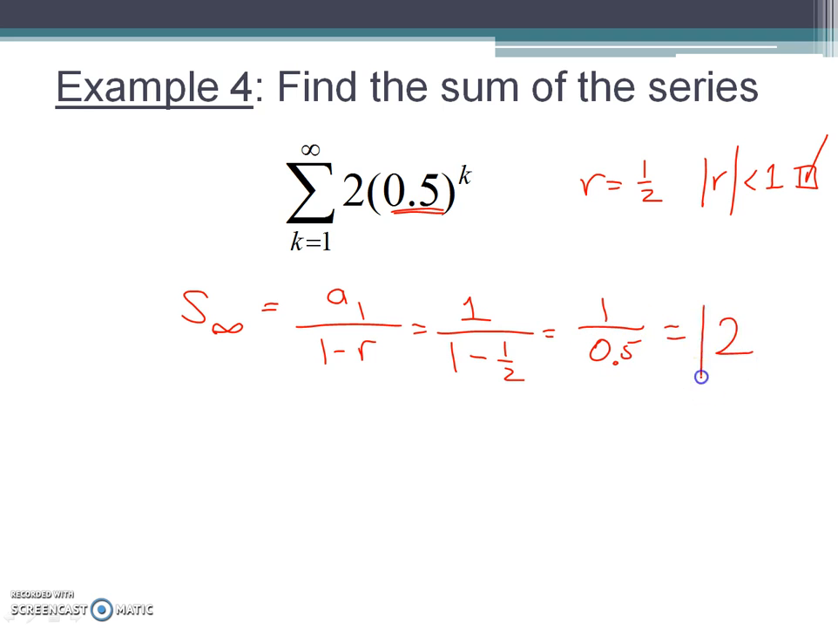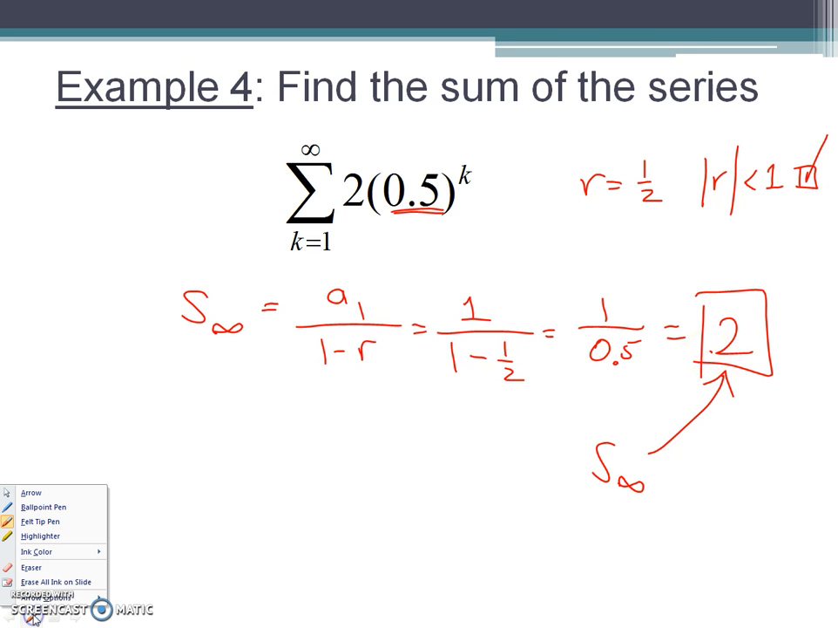And so what this means is this is the sum of all of the members of this sequence, which means that an infinite number of values add up to a finite sum, which is, as we said, a pretty spectacular idea. And that is how you find the sum of an infinite geometric series.